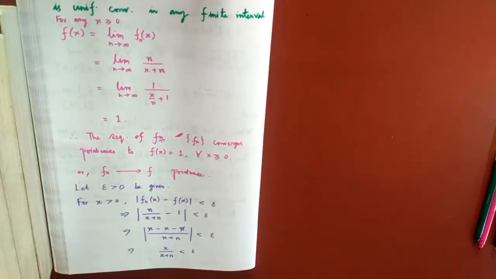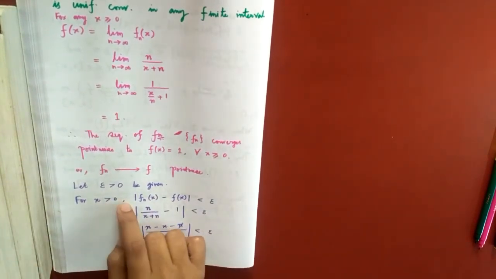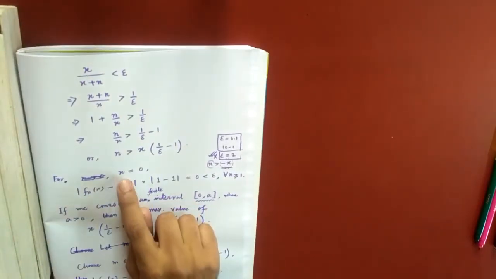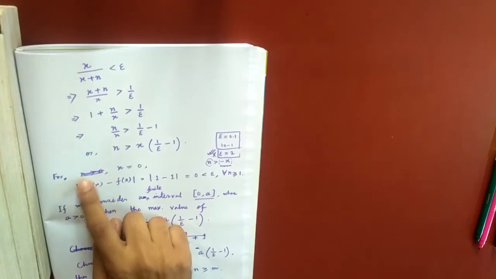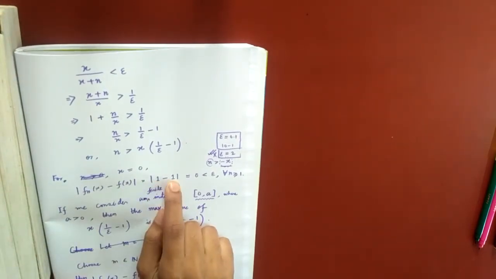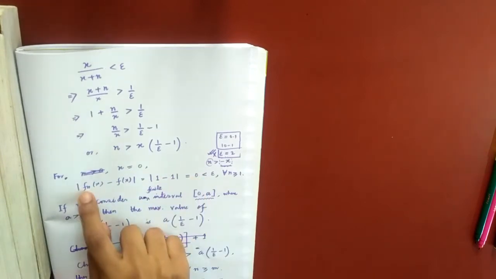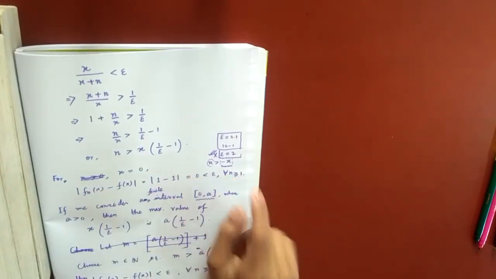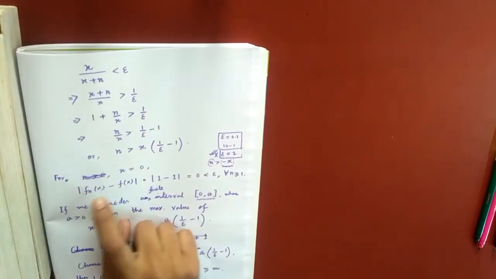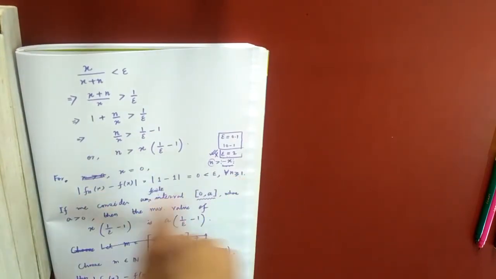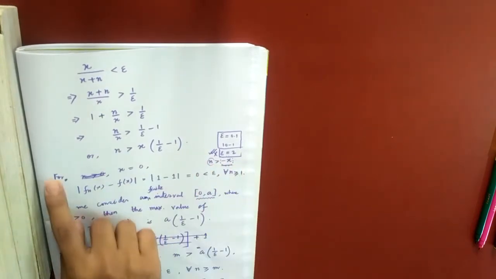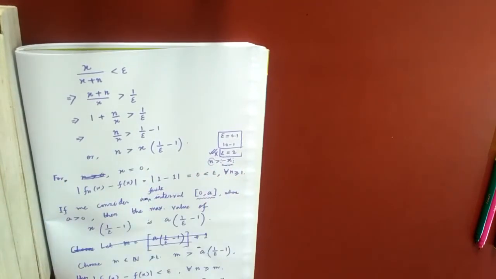independent of x. So I have taken the case of 0 differently, because for 0 it is very simple. When the point is 0, fn(0) is 1, f(x) is also 1. Modulus of 1 minus 1 is 0. So this will be true for any natural number. This relation holds for any natural number. If you choose n as 1, this will be true. If you choose n as 2, this will be true. So we don't have any problem for choosing a natural number at 0.